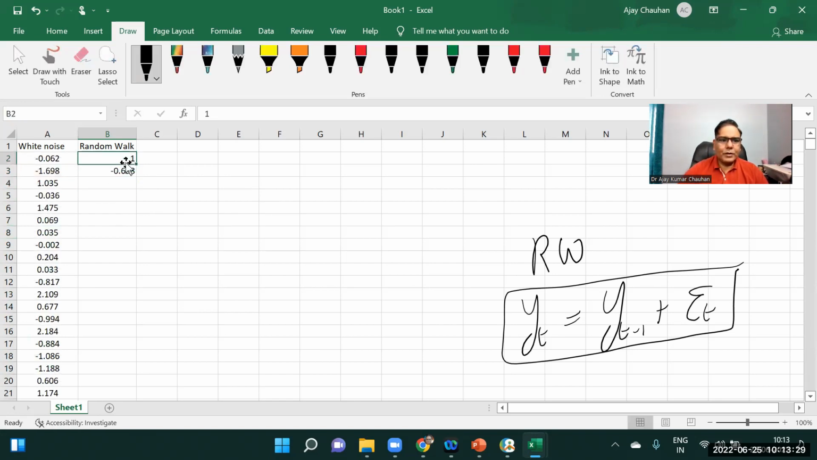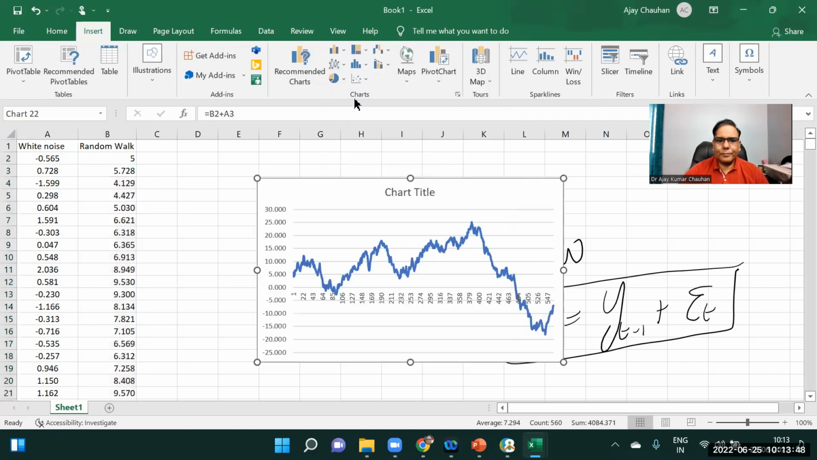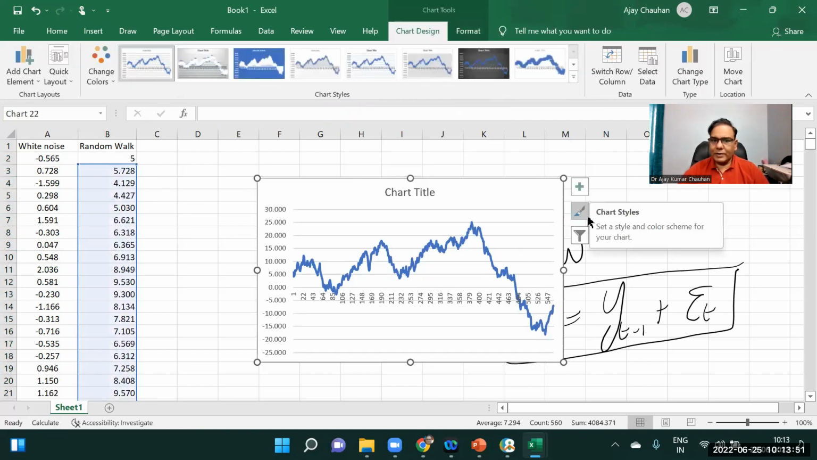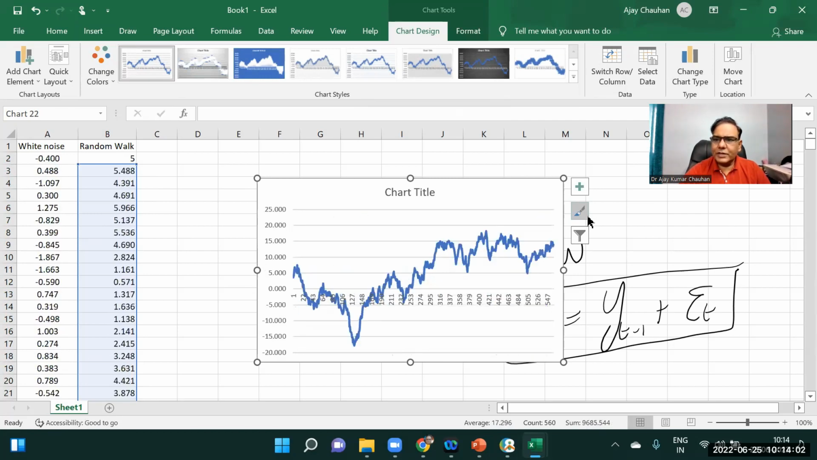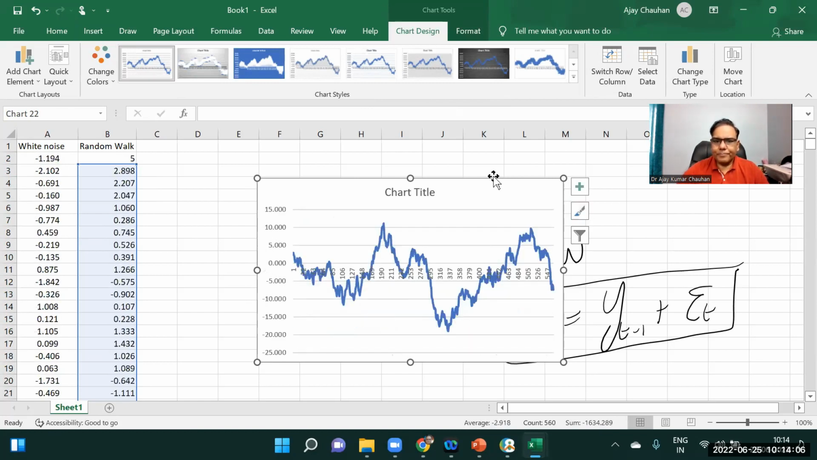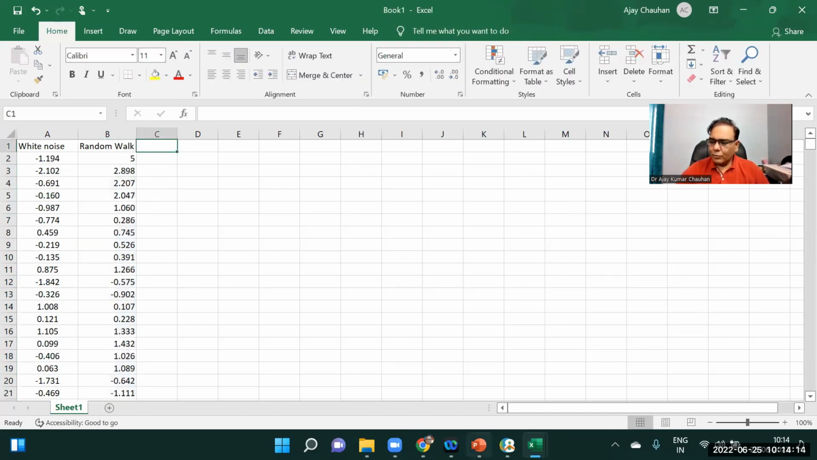You can assume any value for today, let's say 5 rupees, and just plot it. So your random walk will come. Let's see how it looks. You can see that this is a random movement. If you press F9, you can generate different simulations of our random walk. So these are the different possible movements of a random walk. I hope the random walk is clear. Okay, now I am going to show you the other series, random walk with drift, drift with small momentum.